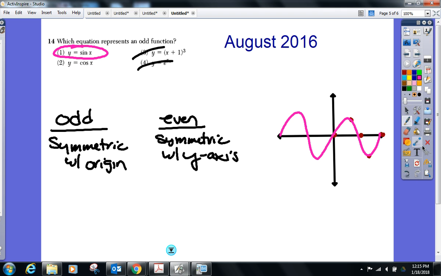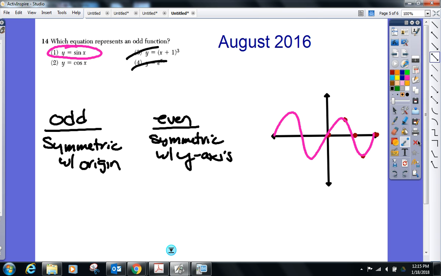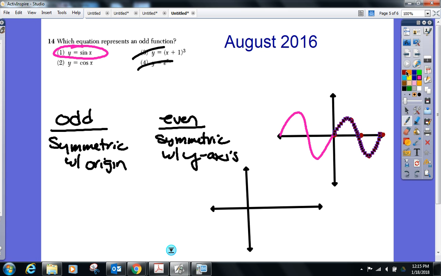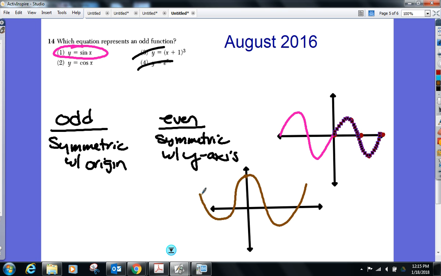Real quickly, cosine. I know we just practiced graphing this one. What type of function is cosine? Even. Cosine's an even function. Yep. Okay.